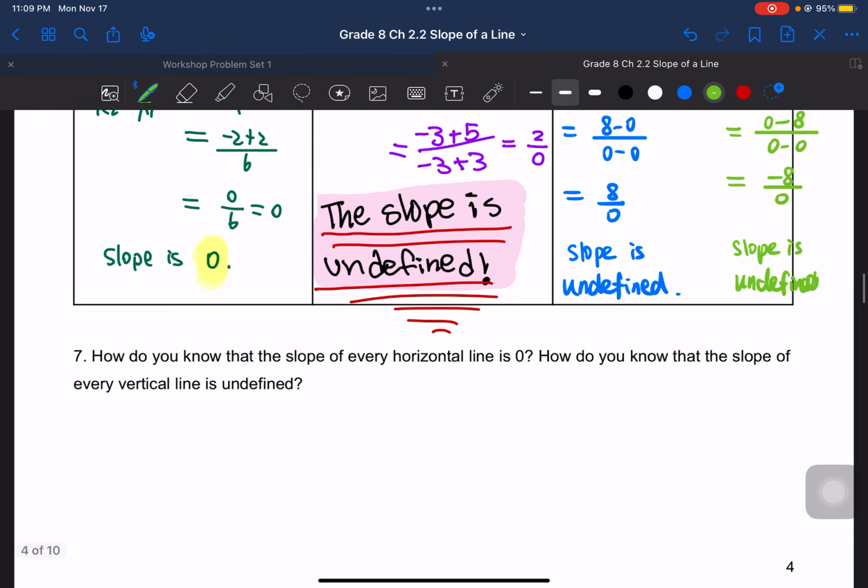And let's see number 7. How do you know that the slope of every horizontal line is 0? And how do you know that the slope of every vertical line is undefined?